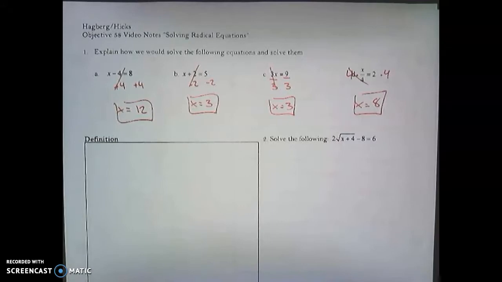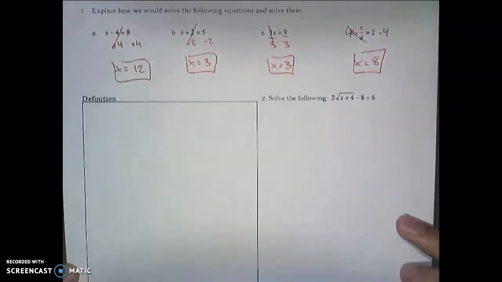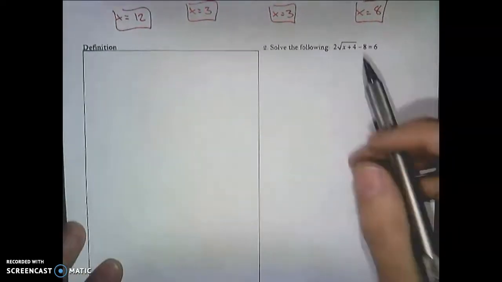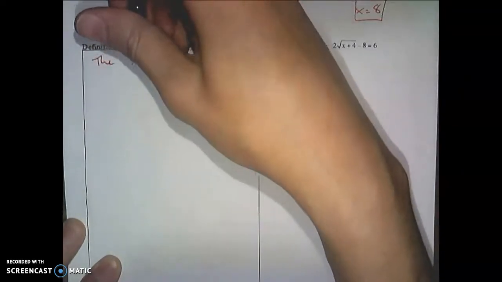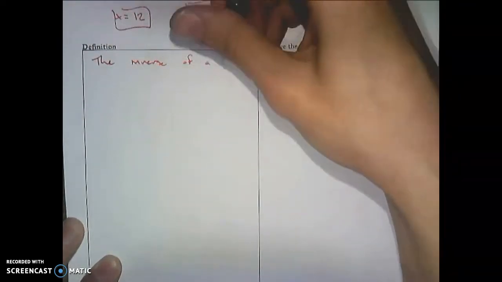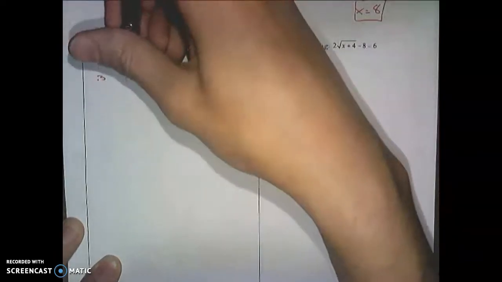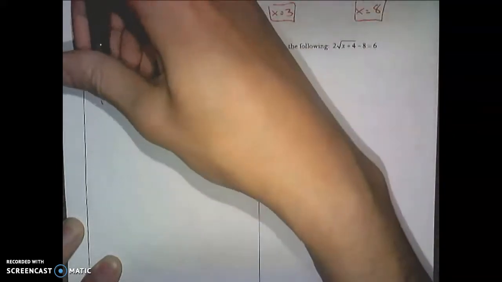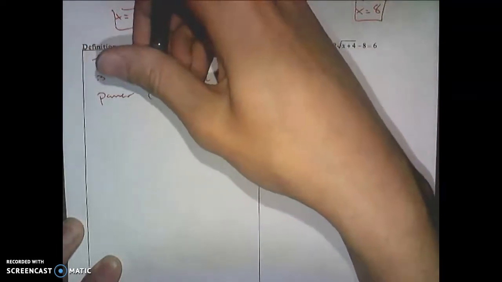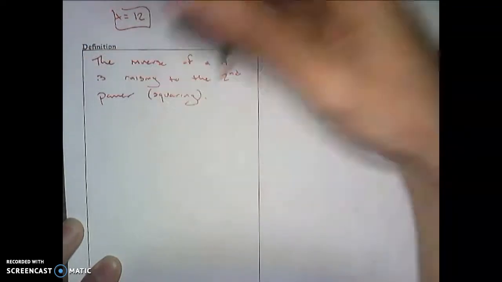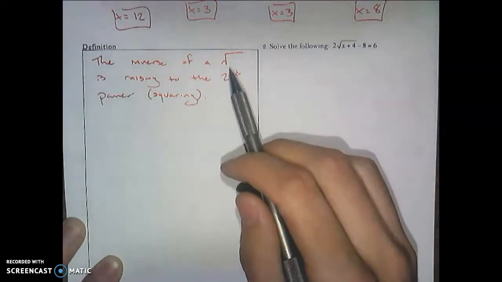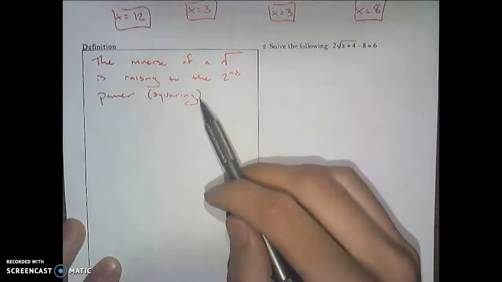So when we're solving radical equations including square roots, we're going to use the inverse operation. So what is the inverse operation to a square root? The inverse of a square root is raising to the second power. And in math, we've got a special name for that. We call that squaring. So the inverse to the square root is squaring. And likewise, the inverse to squaring is the square root. But particularly, we're going to be looking at the square root, and we're going to be squaring in order to solve for x.